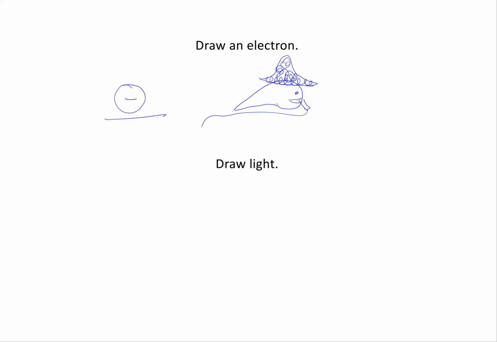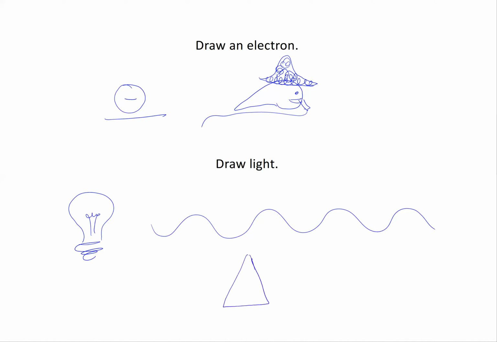Light, oftentimes I get students drawing light bulbs. That's a great everyday example of what light is to us. Or I get waves because light actually is electromagnetic radiation. It's a wave that travels through space that we observe with our eyes. I've seen some students like to draw a prism of light coming in and then being diffracted into its different wavelength components. That's always fun too.